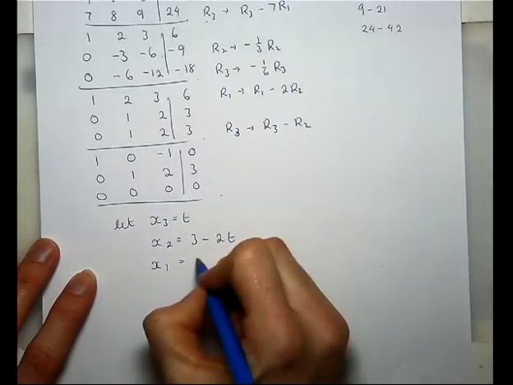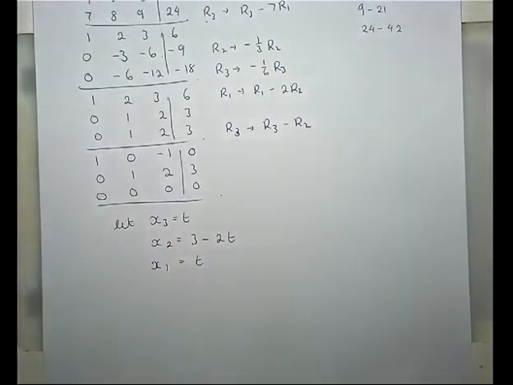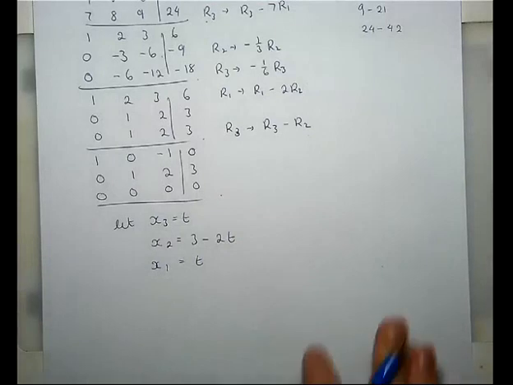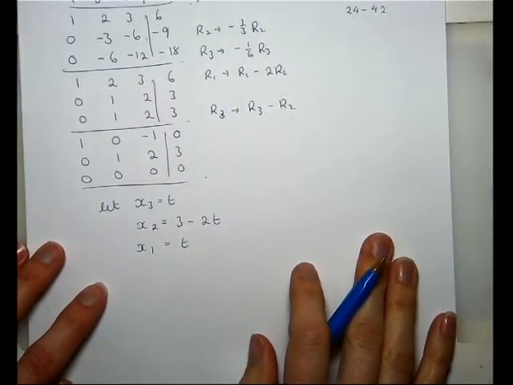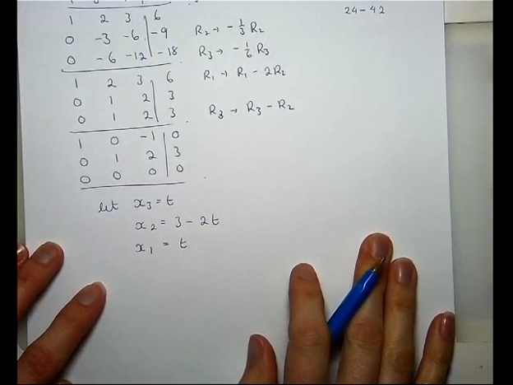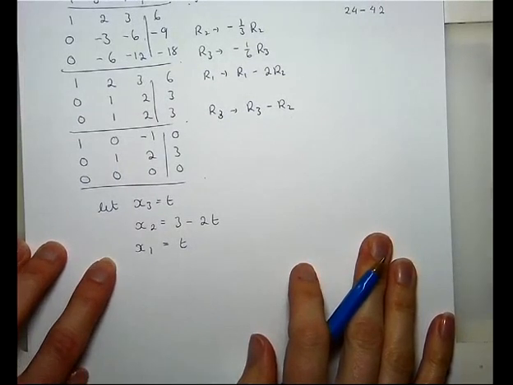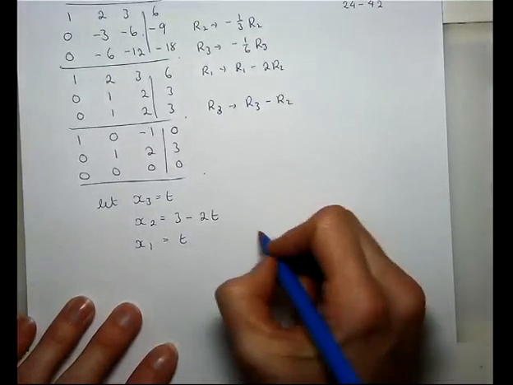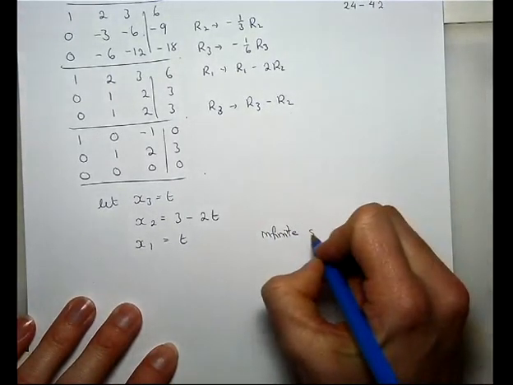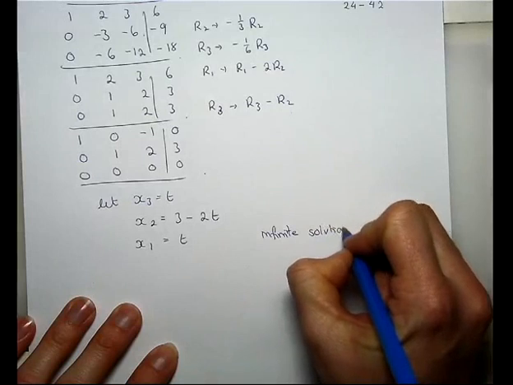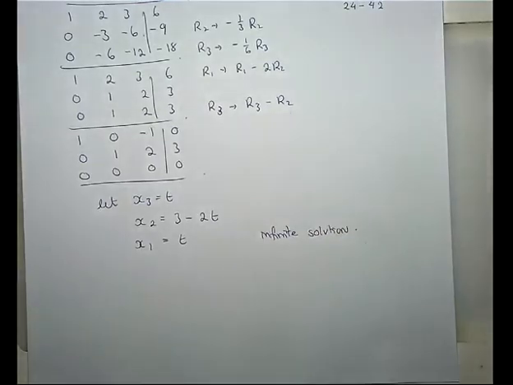x1 equals 0 plus t. Okay. Now I can pick any value for t. Doesn't matter which one. And there are infinite ones to choose from, so that means there are infinite number of solutions. Infinite solutions.